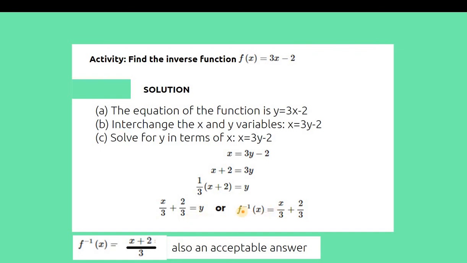And then, yung y, palitan mo ng f negative 1. No? So, f negative 1 is equals to x over 3 plus 2 over 3. Also, this is an acceptable answer, no? Pwede mo siyang isulat na f minus 1 is equals to x plus 2 over 3. Okay? So, I hope naintindihan natin kung gaano kadali class yung pag-i-inverse ng functions.